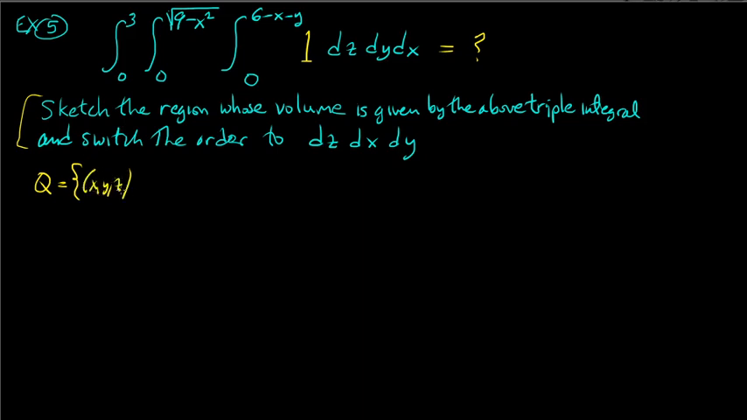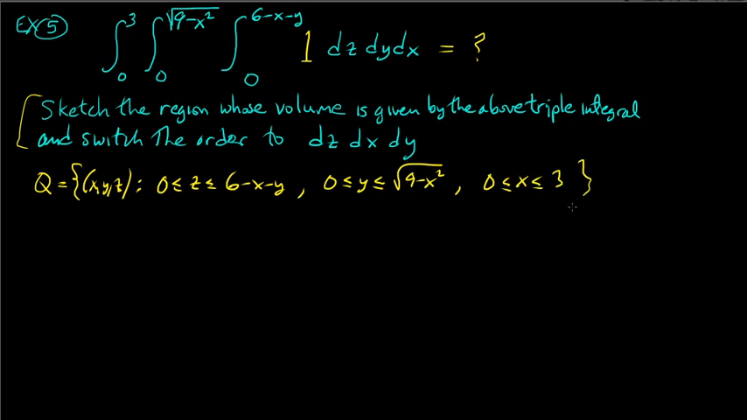Okay, so just to get a handle on this, let's see if we can express this region as a set of points x, y, and z, right? So z just varies between 0 and 6 minus x minus y. And you should know what that is. Right? Y varies between 0 and the square root of 9 minus x squared, and I think you know what that is. And of course, x varies between 0 and 3. So this is not a hard region to understand here, especially if you just look at the region underneath the surface, right? Let's look at that first.